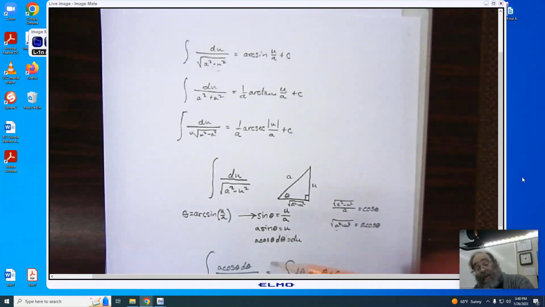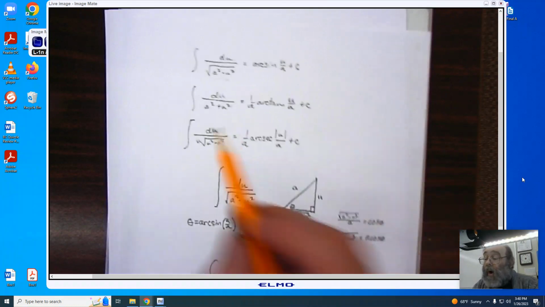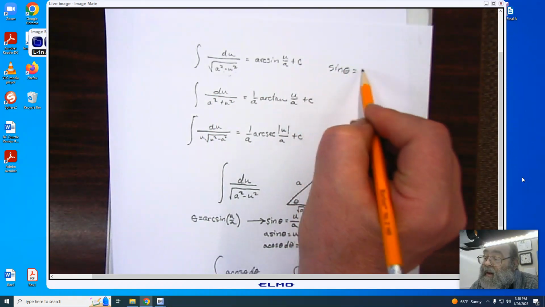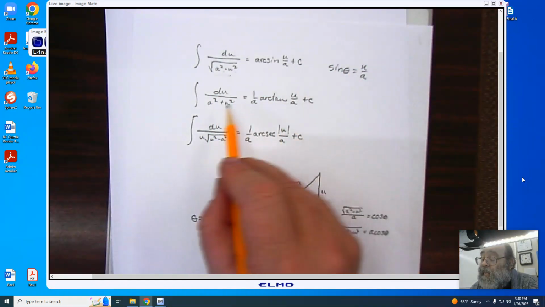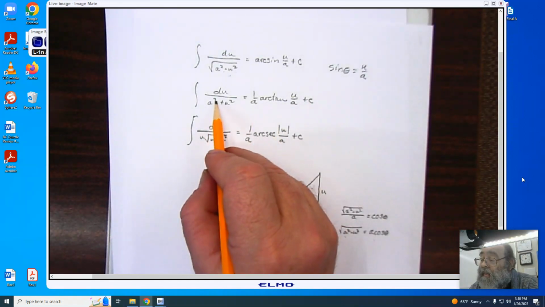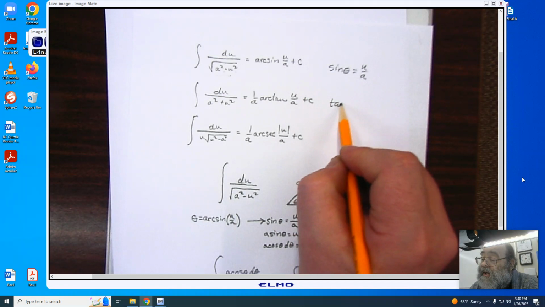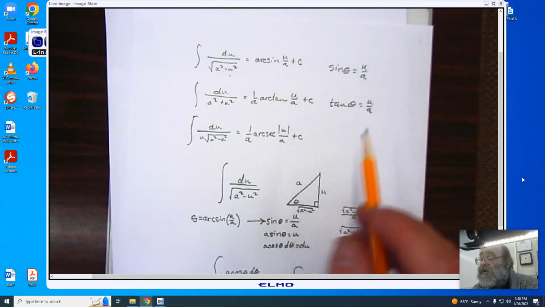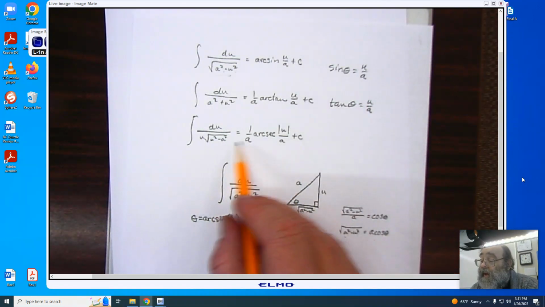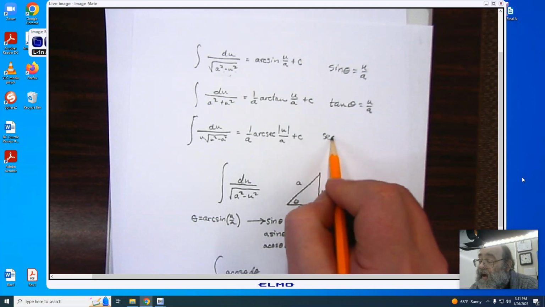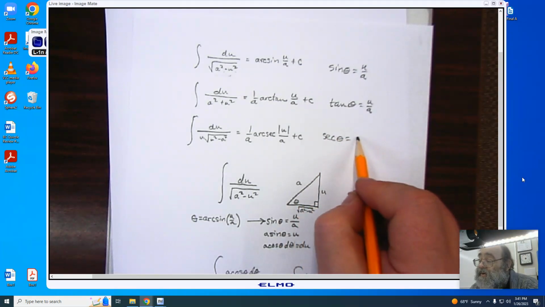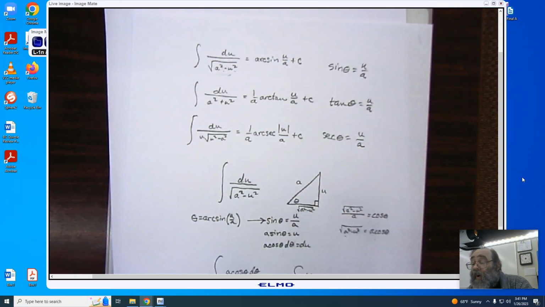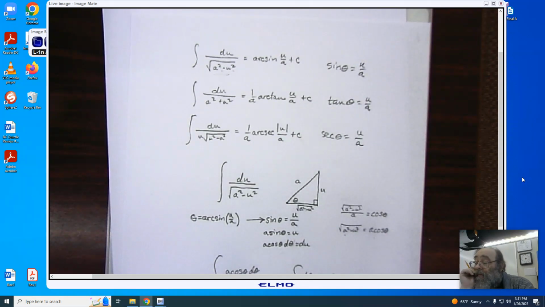Now, all of these are following the same basic pattern as this. For a squared minus u squared, we use the sine of theta equals u over a. If I'm working with the tangent, or a squared plus u squared, I have the tangent of theta, and we have u over a. And please always make sure that u is in the numerator, please. And then for this one, we're looking at the secant of theta, and this is going to be u over a again. Okay, so just be aware, this is what we're looking for, and this is what we have.